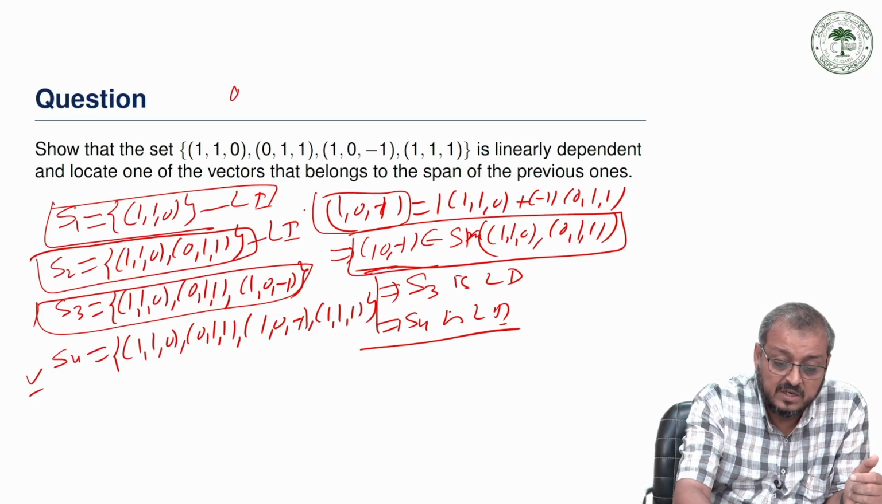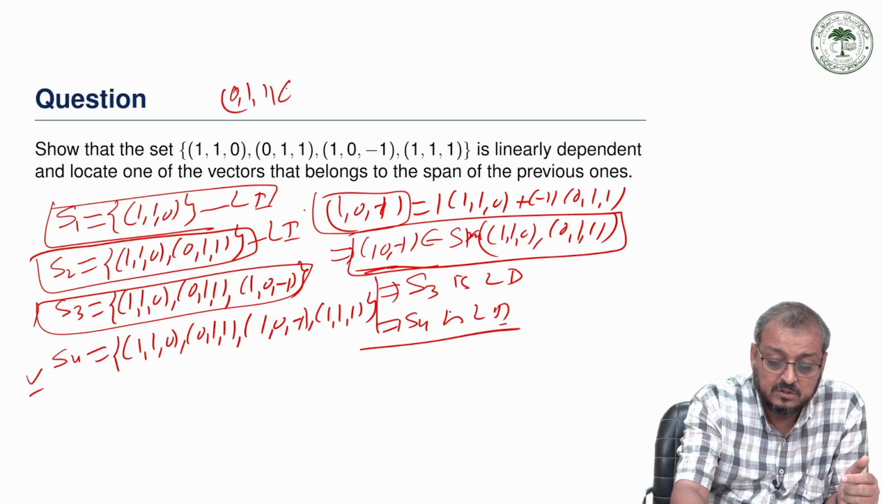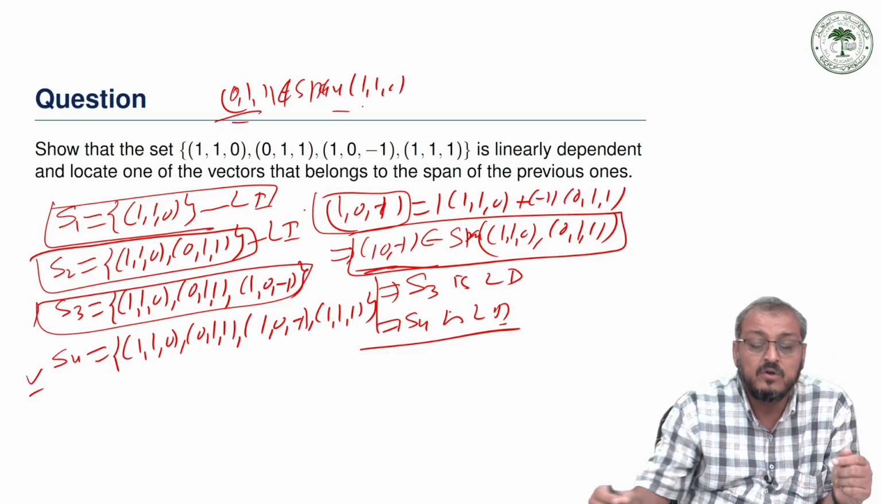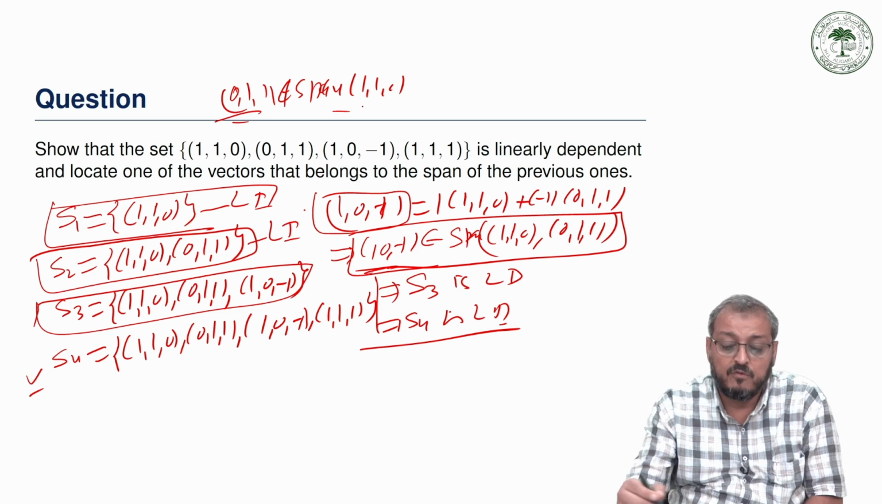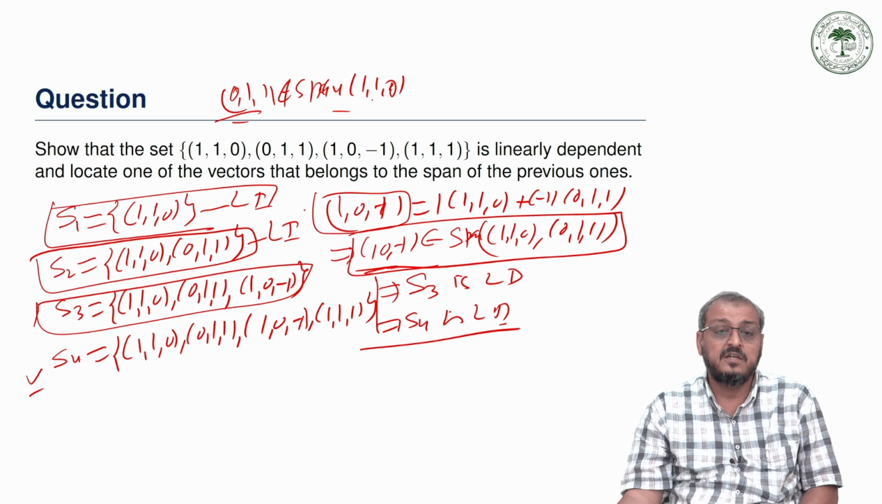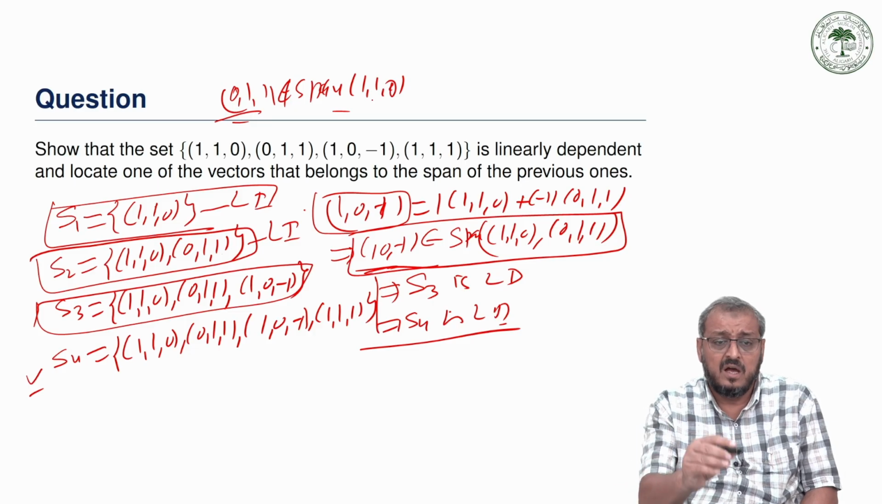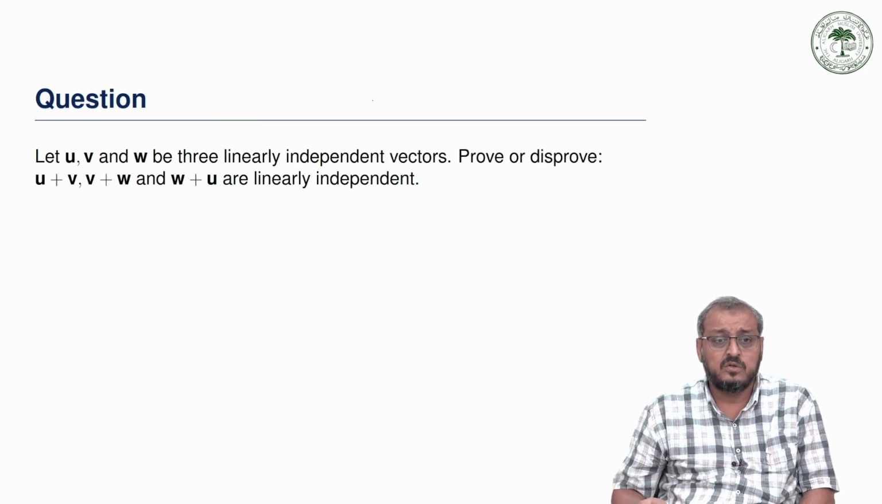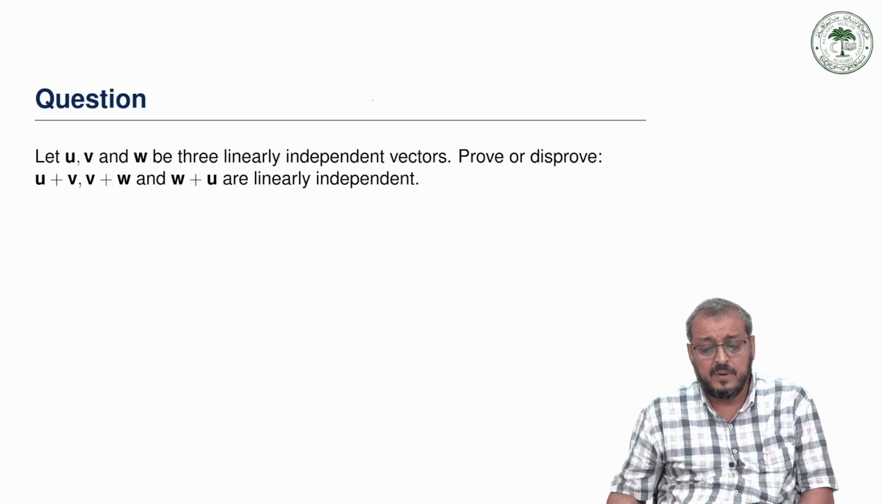So, we clearly have that (0, 1, 1) does not belong to the span of (1, 1, 0), because it cannot be written as a scalar multiple of this vector. So in this way we can say that clearly these vectors form a linearly dependent set.